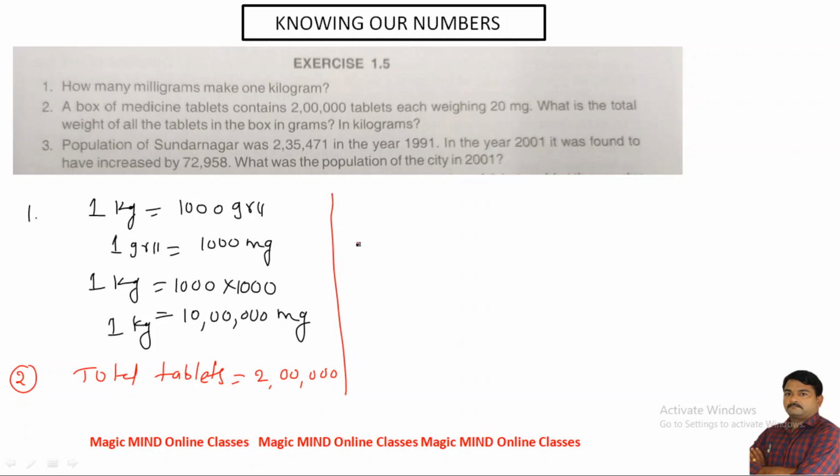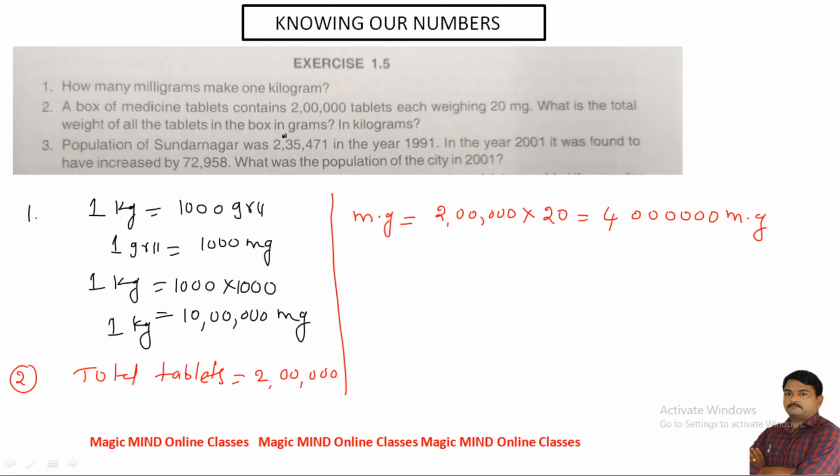Very simple. First we express the total in terms of milligrams. Total mg. We have 2 lakh tablets, and each tablet weighs 20 milligrams. So 2 lakh into 20: 2 twos are 4, and here we have 5 zeros and here 1 zero. Therefore in total we have 6 zeros. This is the total weight of all 2 lakh tablets.